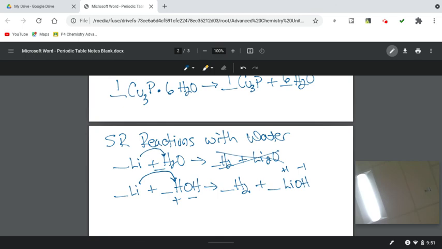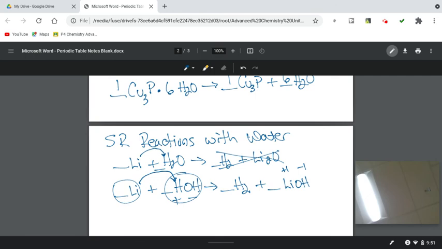So my suggestion to you is, if you ever see a metal reacting with water, don't write water as H2O. Write water as HOH. The hydrogen's going to get bumped off, and you're going to have that metal with hydroxide on the other side. So just be careful of that.